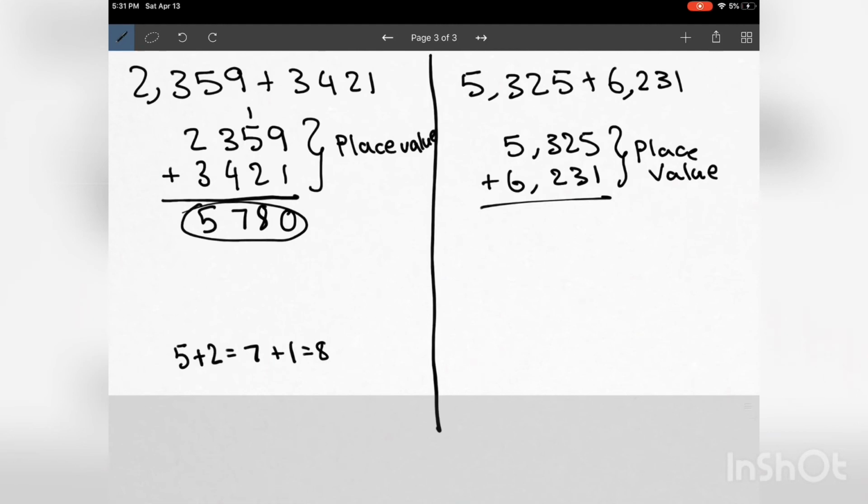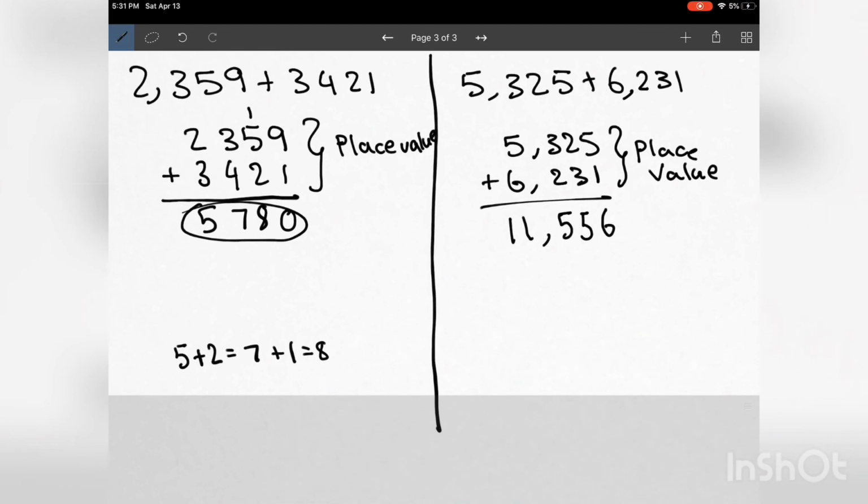Okay, let's do 5 plus 1. 5 plus 1 is 6. Again, 3 plus 2 is 5. And, well, 2 plus 3 is 5, and 3 plus 2 is 5. And then 5 plus 6 is 11.